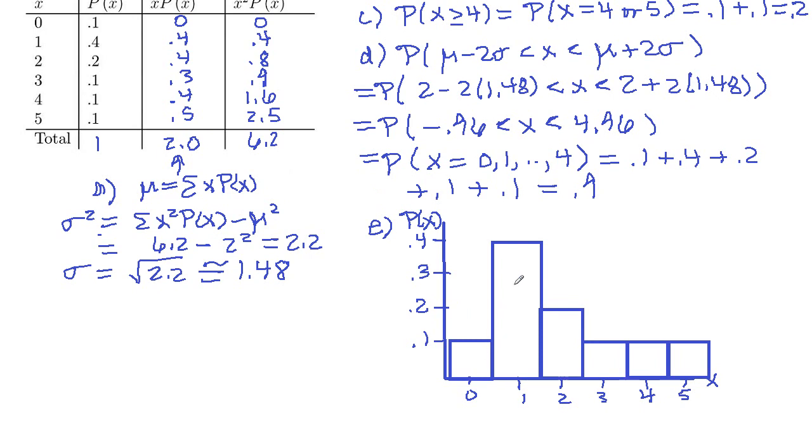And we see that this is not symmetric. In fact, if we draw our approximating curve that goes through the top of those bars, it looks like it's skewed to the right. So not a symmetric distribution.